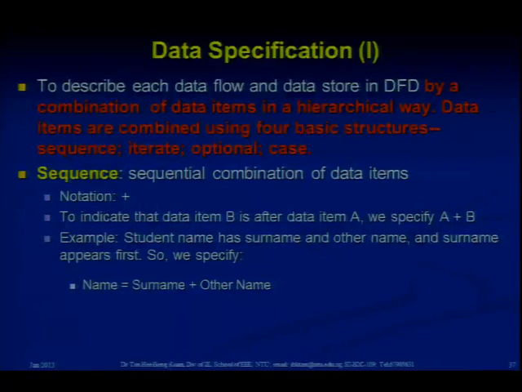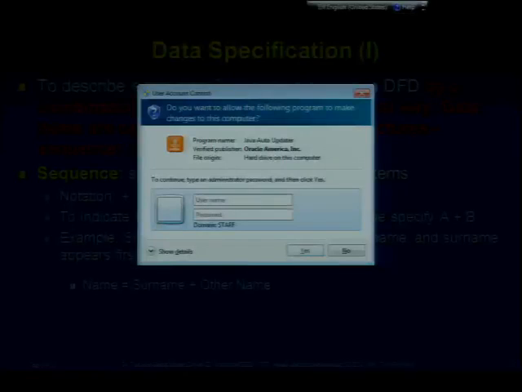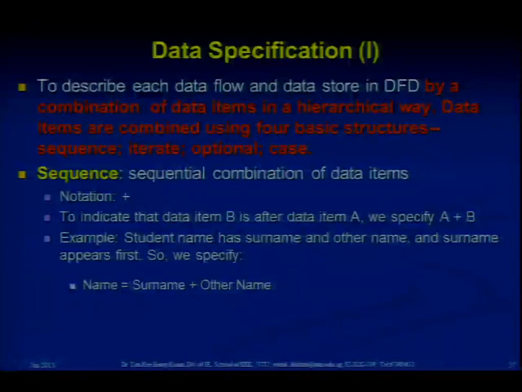Very simple. We will define each data flow and data store by showing the data items it contains, by showing the composition from data items. How to show a composition of data flow and data store by data items? We use basic structures to show them: sequence, iterate, optional, and case. I'm going to illustrate to you how to define data flow and data store using these basic control structures, to show how each data flow and data store is composed of data items.